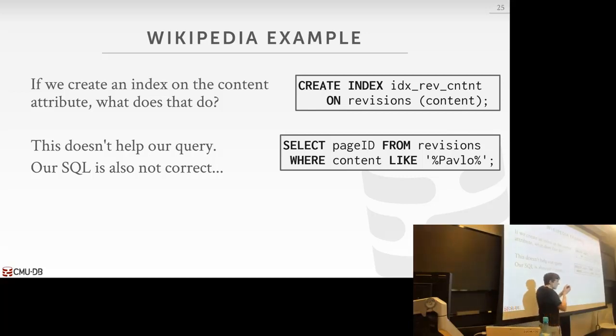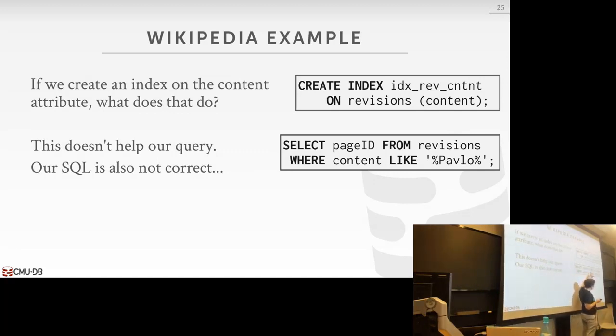Because again, it's going to take the entire key, or the entire contents of this attribute in our table, and try to build a B+ tree on that. And in the case of Wikipedia, this would be really stupid because some articles can be kilobytes. Now I'm storing the entire key in my index, and the only thing I can do lookups on is if someone gives me the entire article back, which is stupid, right?